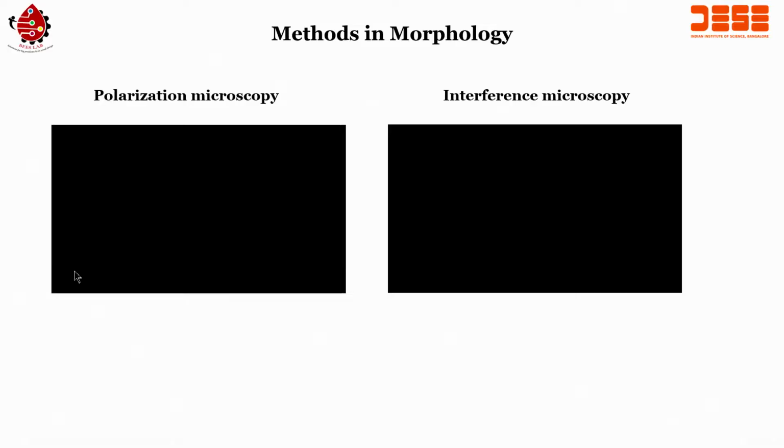So, let us see the videos of the polarization microscope as well as the interference microscope, and then we will go to how we can do biomedical research once you understand the cell morphology. Okay. So, let me play both the videos. First I will play polarization microscopy followed by interference microscopy. So, I am playing polarization microscopy now.